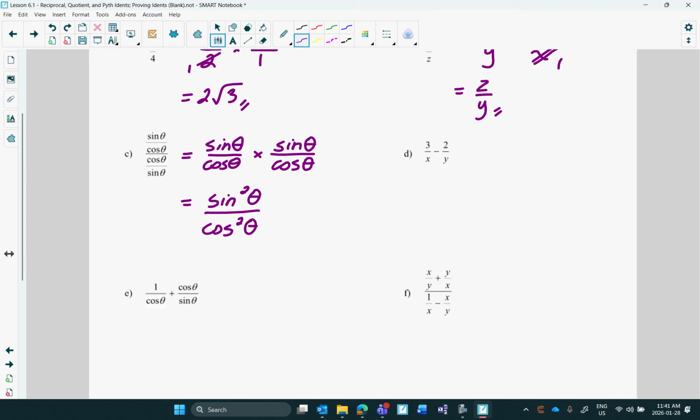So that's dividing fractions. What about if we're adding or subtracting fractions? Common denominator. When we did these in grade 11, what's the common denominator of x and y? xy. What do I have to multiply this first numerator by to get this denominator? So I get 3y. Minus, what do I have to multiply this by? X. So I'm done. Can't go any simpler than that.